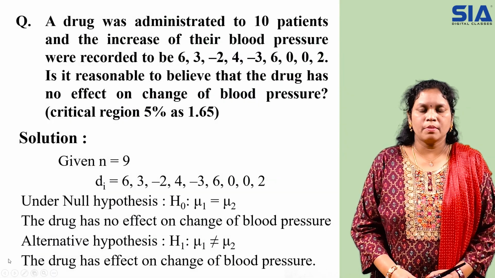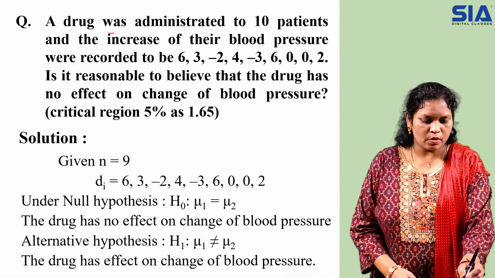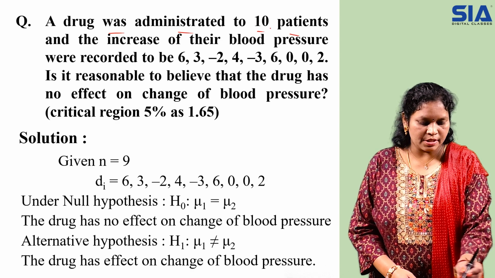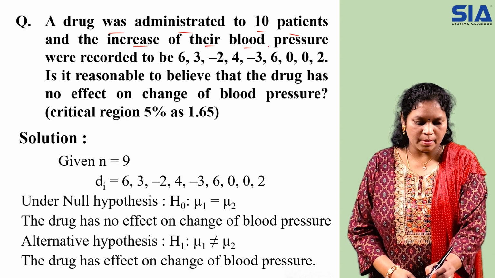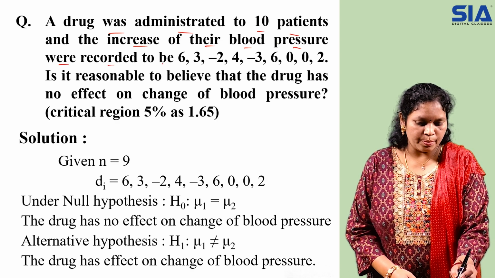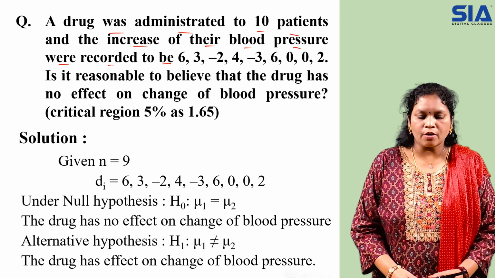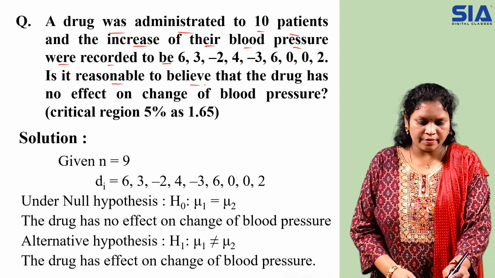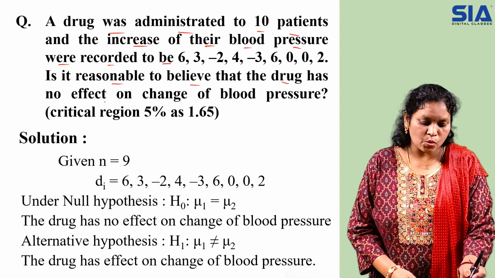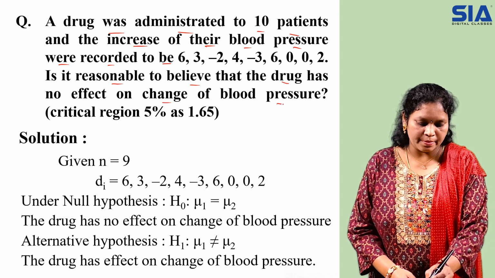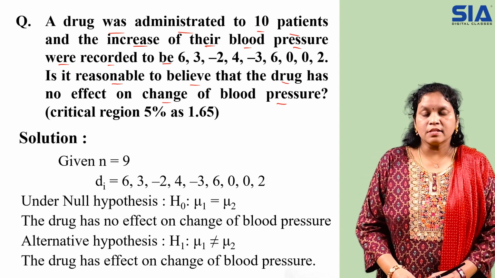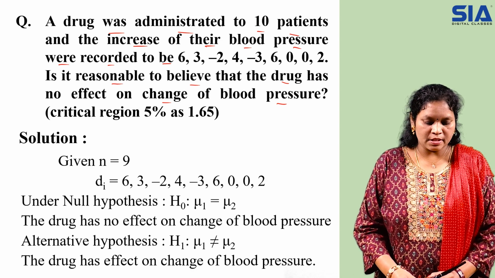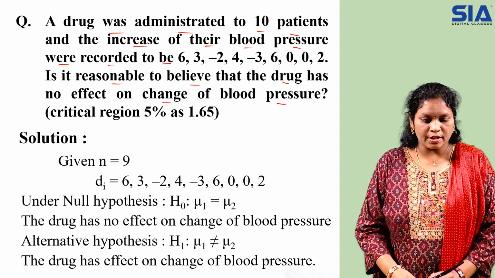So here is a problem we have, check it out. A drug was administered to 10 patients and the increase of their blood pressure were recorded to be. So some blood pressure recordings they have given for us, and it is reasonably believed that the drug has no effect on change of blood pressure. So is it reasonable, blood pressure has been increased or not? We need to check it out.